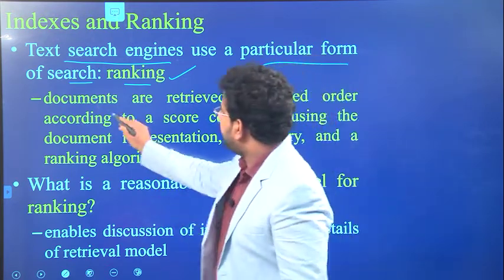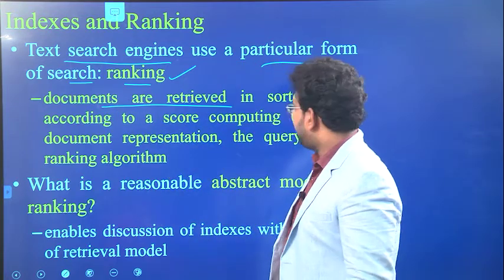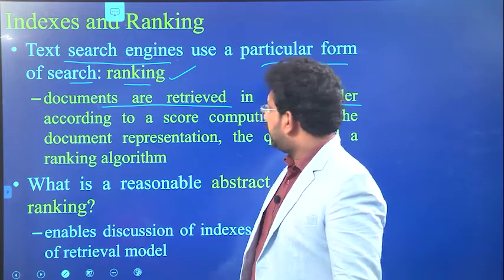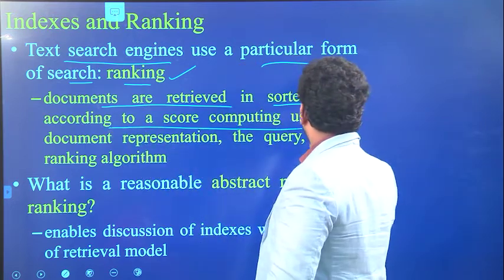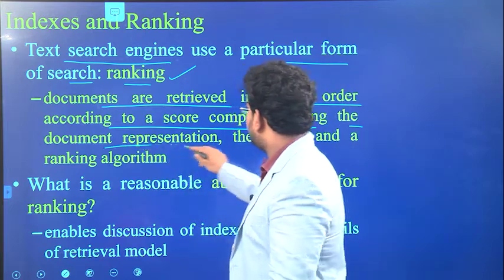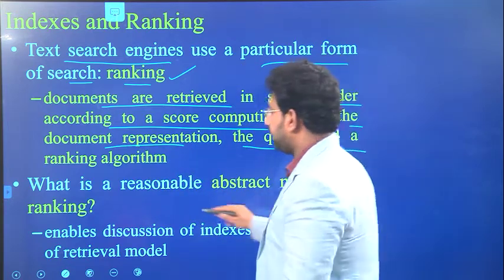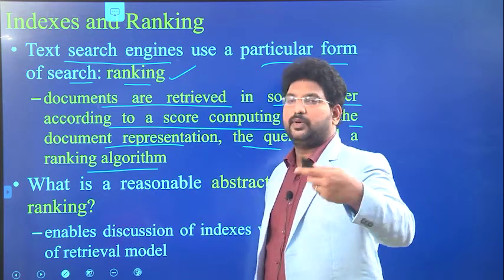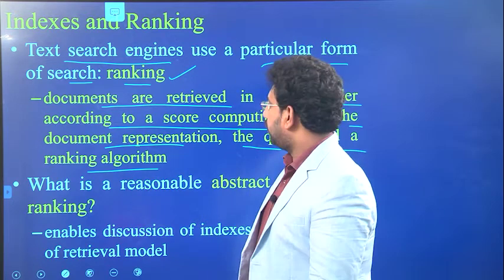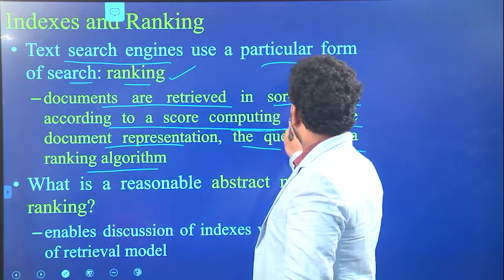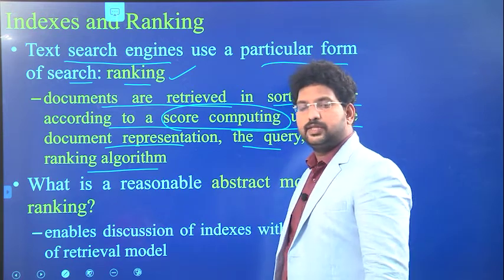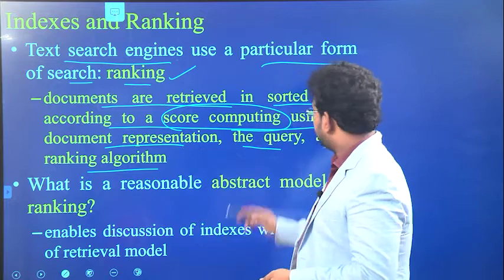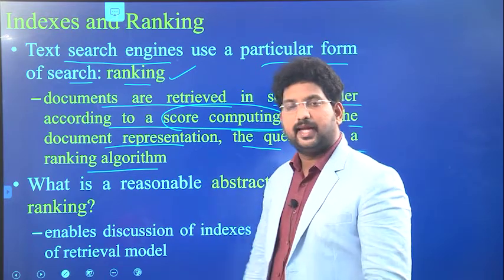Here, documents are retrieved. We are going to retrieve the documents in sorted order according to the score computed using the document representation, the query, and a ranking algorithm. In which order are we going to retrieve the documents? In the sorted order according to the score computing. How are we going to compute the score? Using the document representation, the query, and the ranking algorithm.